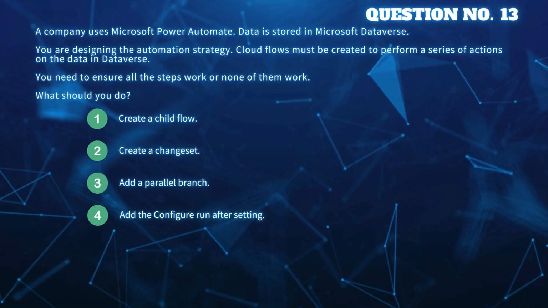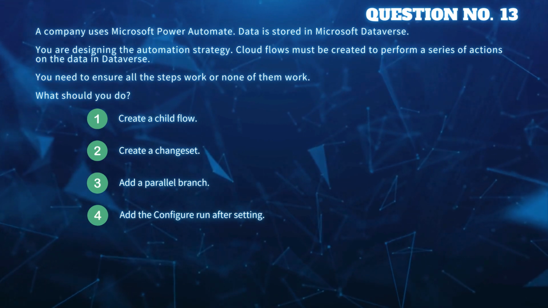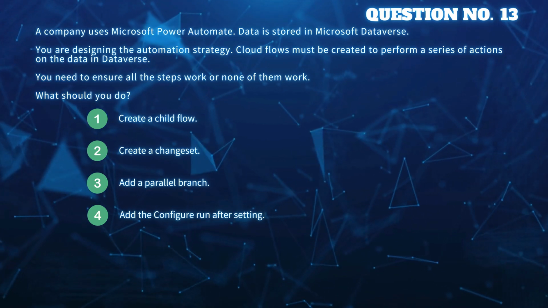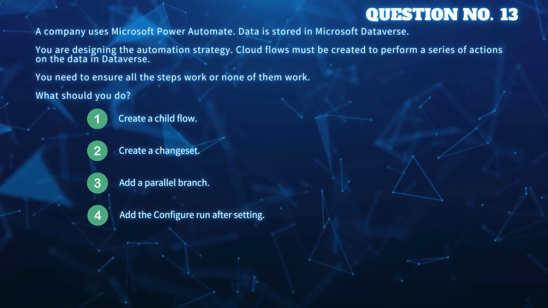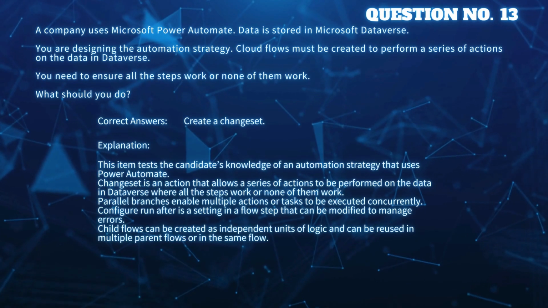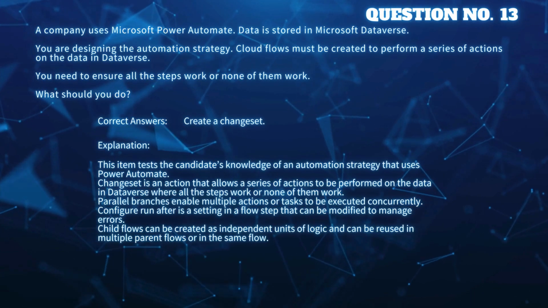Option 1, create a child flow. Option 2, create a change set. Option 3, add a parallel branch. Option 4, add the configure run after setting. Correct answers: create a change set.